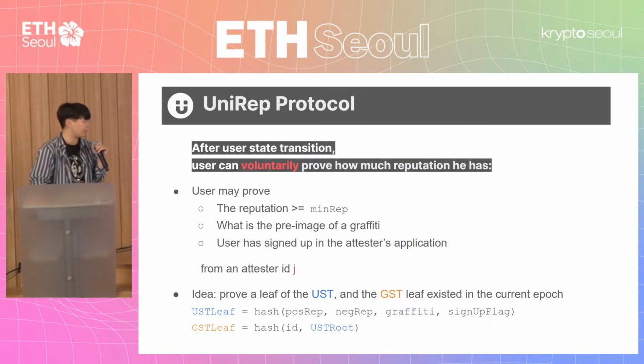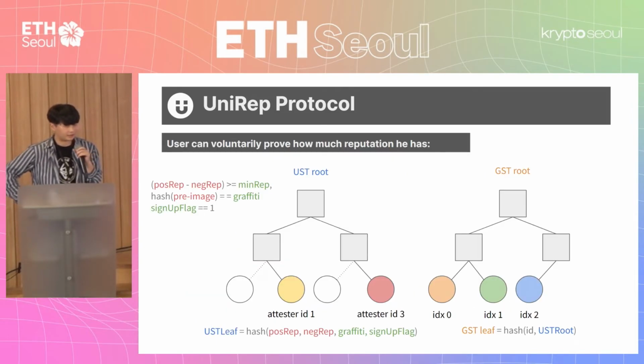And the idea to prove the reputation here is that we can compute the user state tree leaf by the hash of the reputation, and also check the user state tree root and hash of identity is one of the global state tree leaves. We can see in this picture, the left-hand side is the user state tree root, and its leaf is the hash of all the reputation from one attester. And the right-hand side is the public global state tree. And the user's leaf would be one of the leaves in the global state tree.